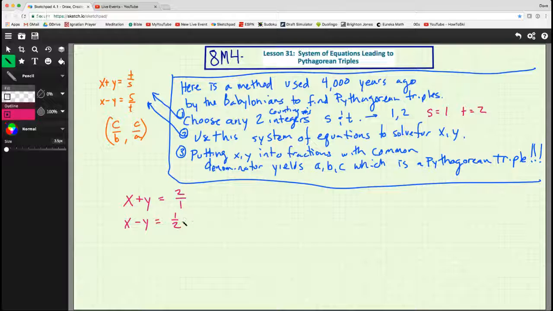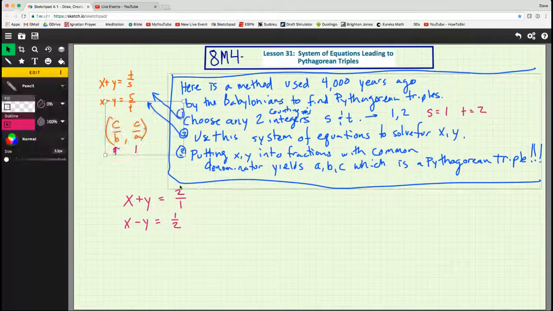Now the claim is, if we solve this set of equations and then we put the answers into fraction form like this, that we will have a Pythagorean triple with B, A, and sorry, this isn't exactly right. I typed this in wrong. But it's close. Bear with me.